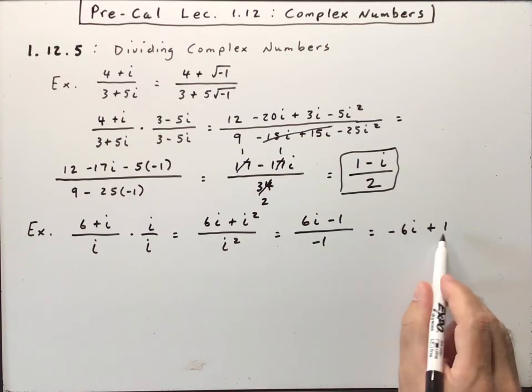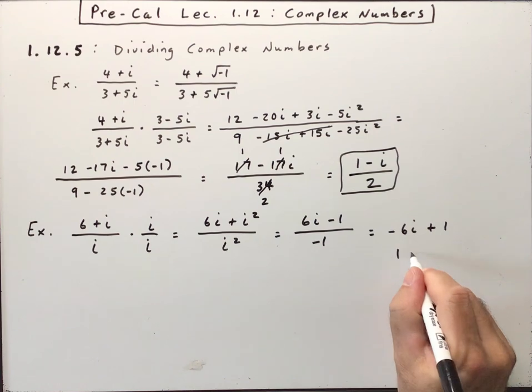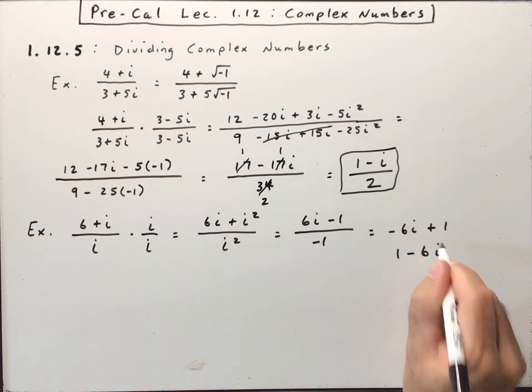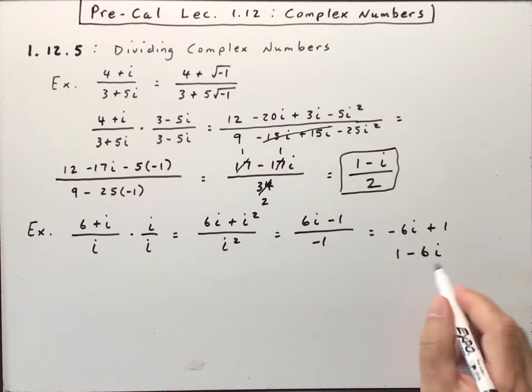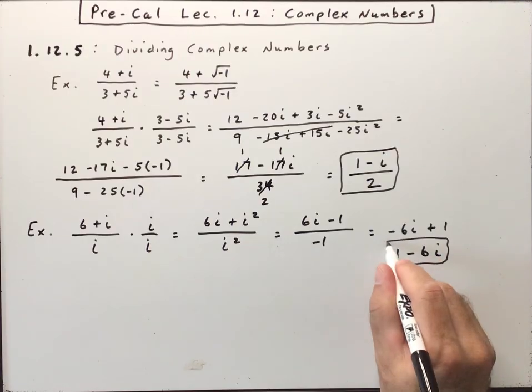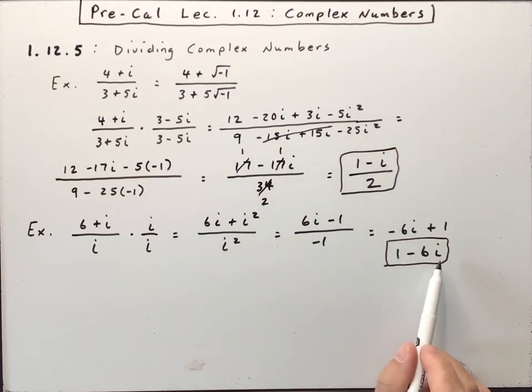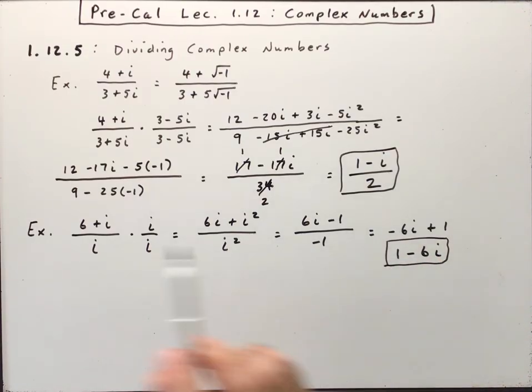And remember, we want the real part first. So that's 1 minus 6i. That's how I want you to report it. I don't want to have to count off anything because you put the i term first. I wouldn't count off much, but it's kind of like a unit. You don't want to lose a point because of that.